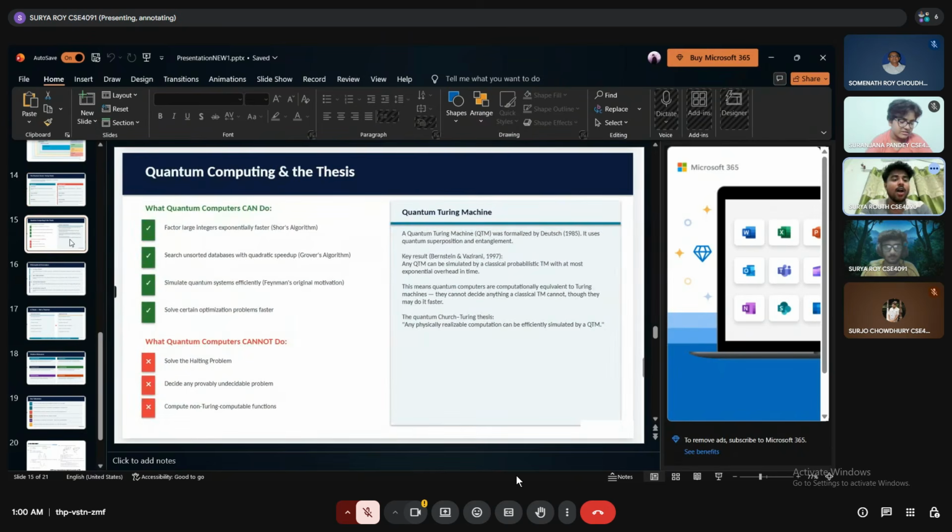The next slide is quantum computing and the thesis, which is represented by my next member, Surya Roy.